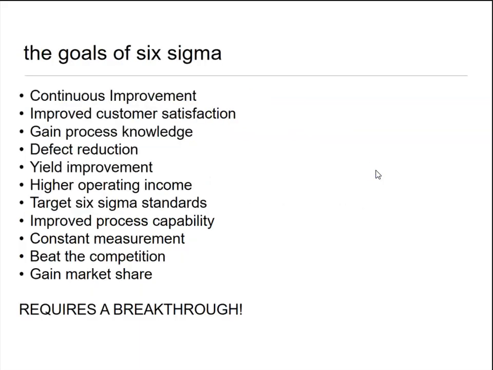Okay. So the goals of Lean Six Sigma are, one, continuous improvement. That's the Kaizen effect from Lean. Then to improve customer satisfaction, gain process knowledge, reduce defects, improve yields, increase operating income, target standards, improve process capability, constant measurement, beat the competition, and gain market share. And all of that requires a breakthrough.